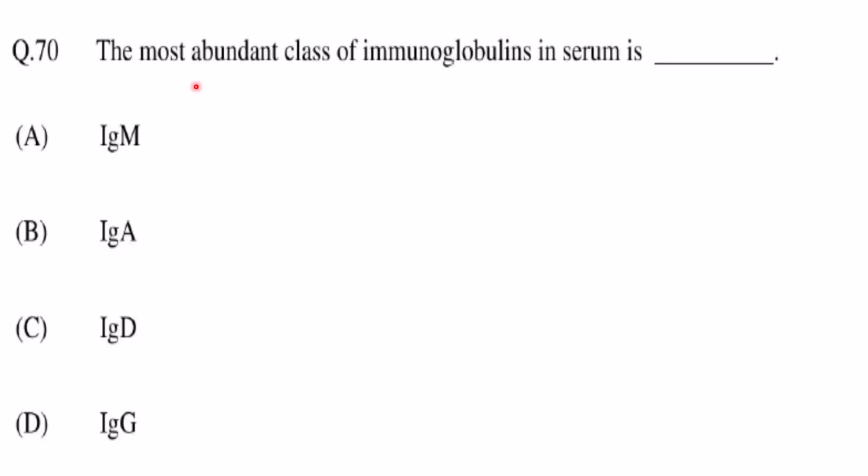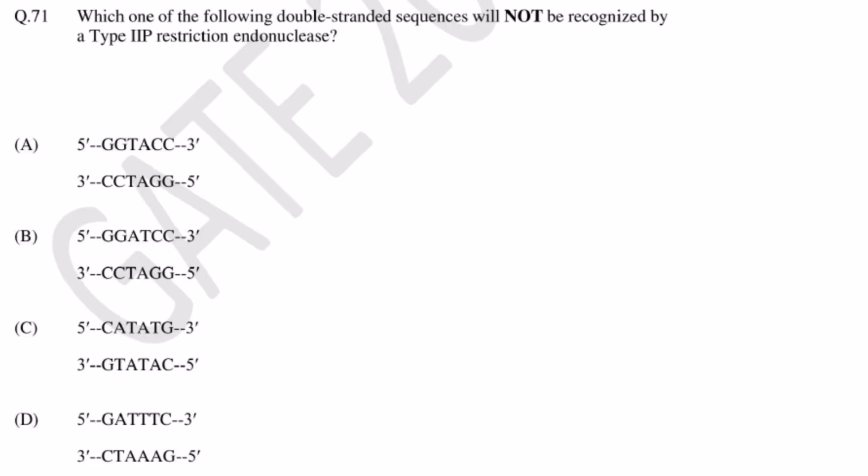Then next one. The most abundant class of immunoglobulin in serum is IgG, which is the most abundant.